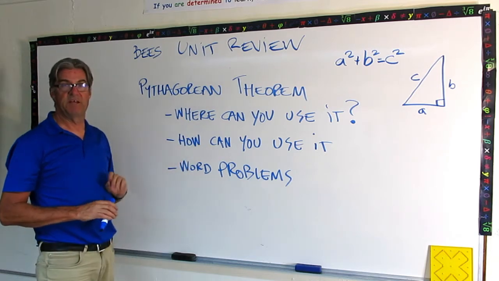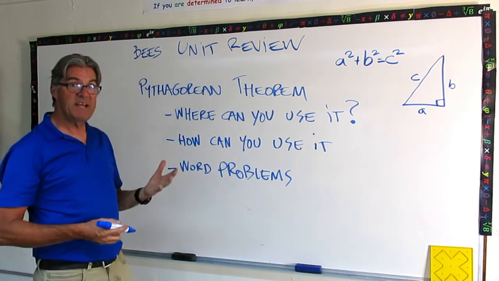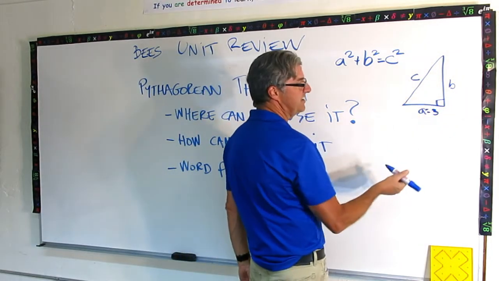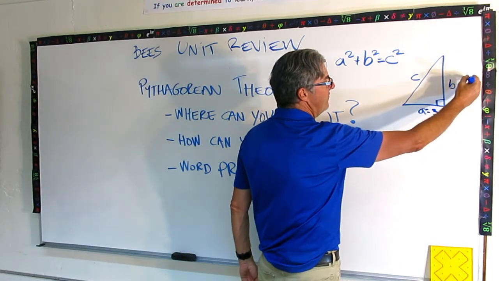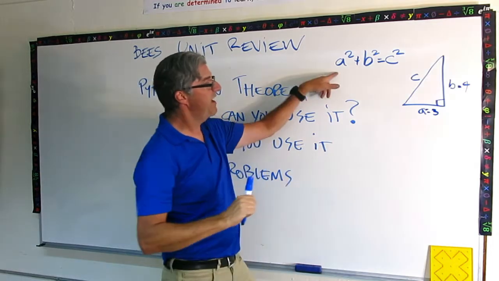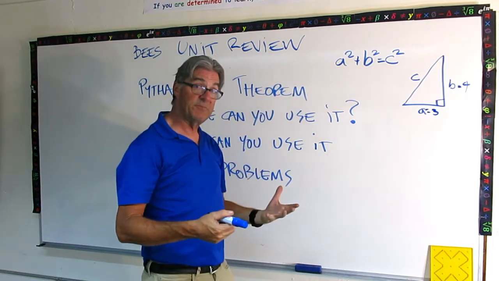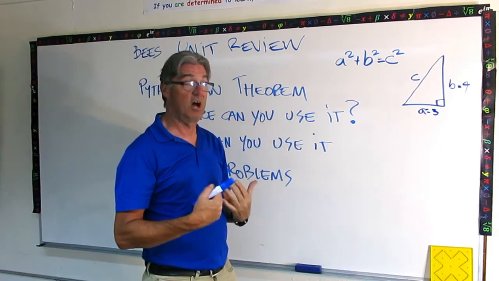How can you use it? It's pretty straightforward. I might tell you something like A is 3, that side is 3, b is 4, and then you plug that into the Pythagorean theorem and you solve for c. So you're going to have to square some things and take some square roots along the way to do that.